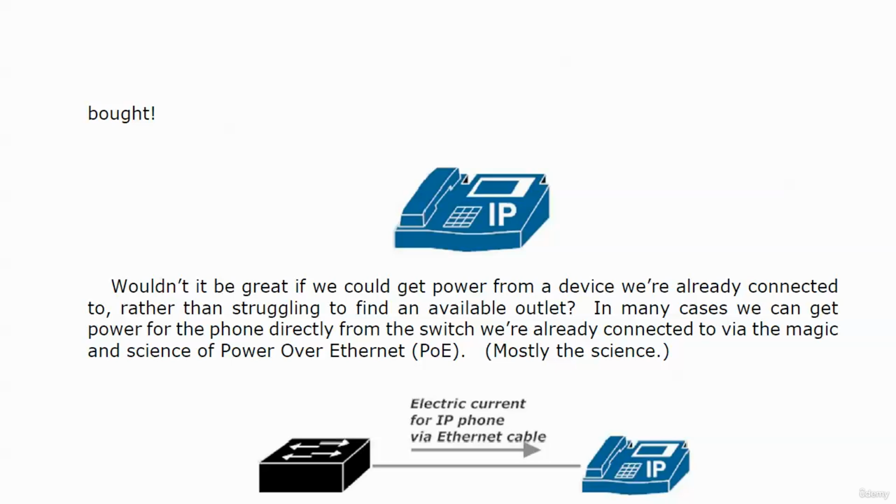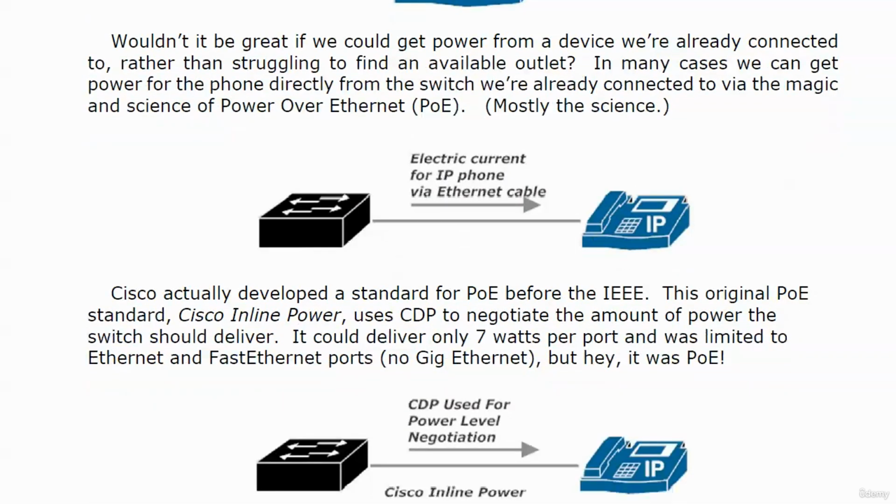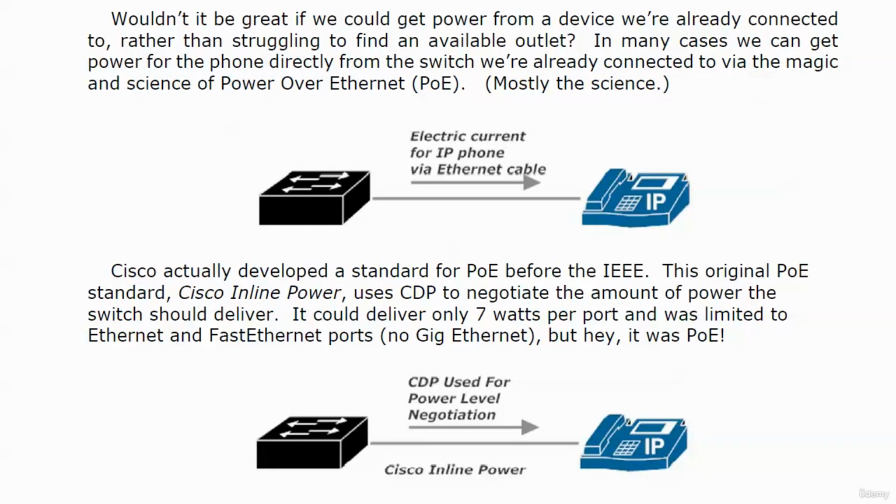Now, before we see it in action, I want to talk about the standards and the development of PoE a bit. And the first one actually came from Cisco. It did not come from the IEEE. Cisco came up with a PoE standard first. Now, this original standard is Cisco Inline Power, and it uses Cisco Discovery Protocol, CDP, to negotiate the amount of power this switch should deliver to the device. It was limited to 7 watts per port, or is limited to 7 watts per port. It still exists. And it's limited to Ethernet and Fast Ethernet ports. No gig Ethernet support with Cisco Inline Power.